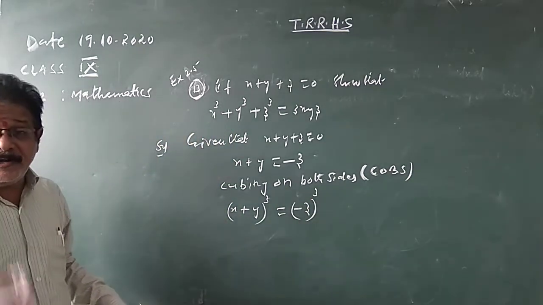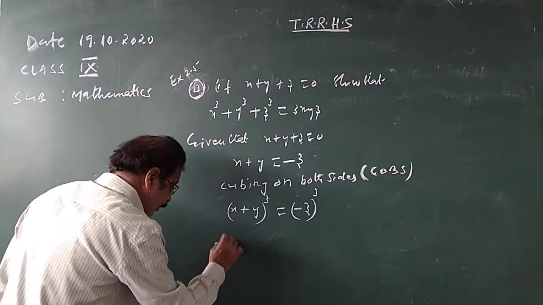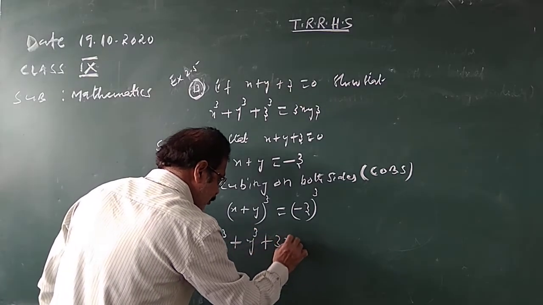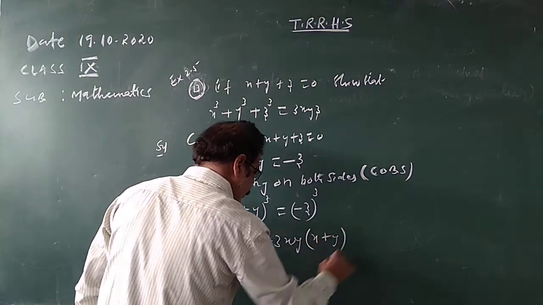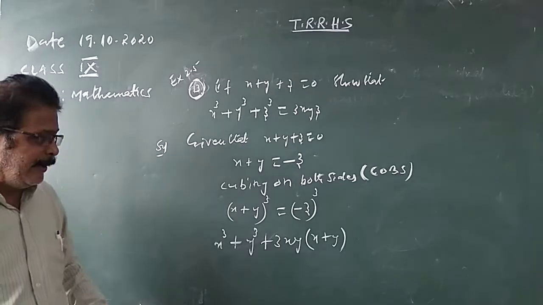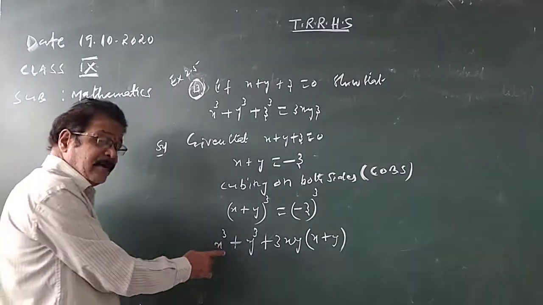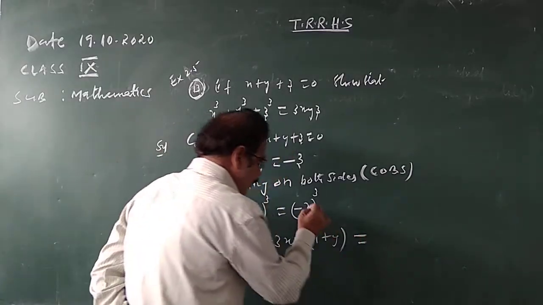Already I gave you the identity in the last class. The expansion of x plus y whole cube is x cube plus y cube plus 3xy into x plus y. That is equal to minus z cube.